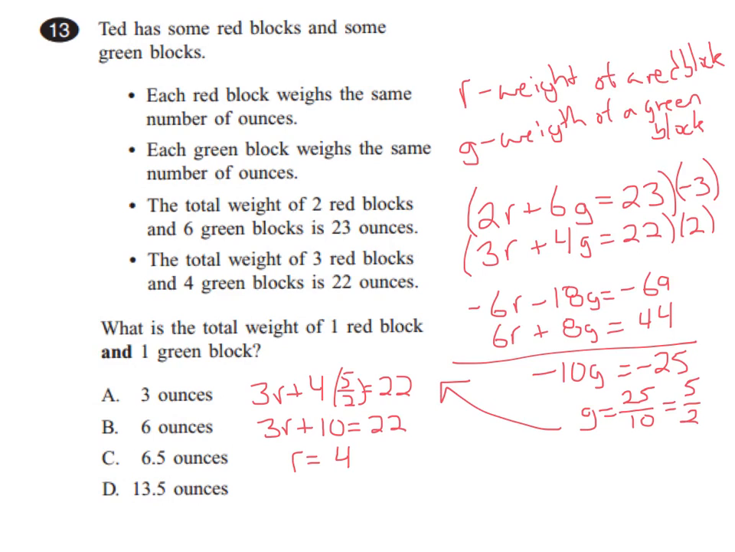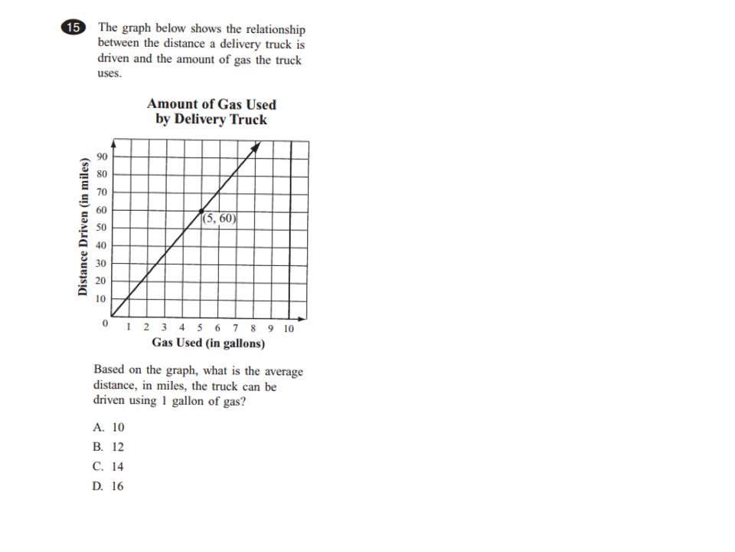And then it asks us what is the weight of 1 red block plus 1 green block. So that would be 2.5 plus 4, which is 6.5. This is number 15 off the 2014 MCAS.